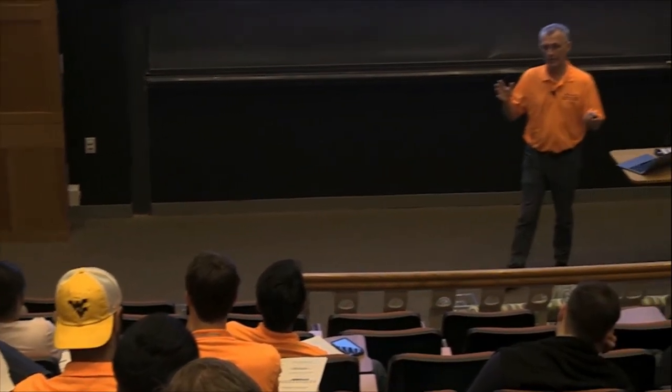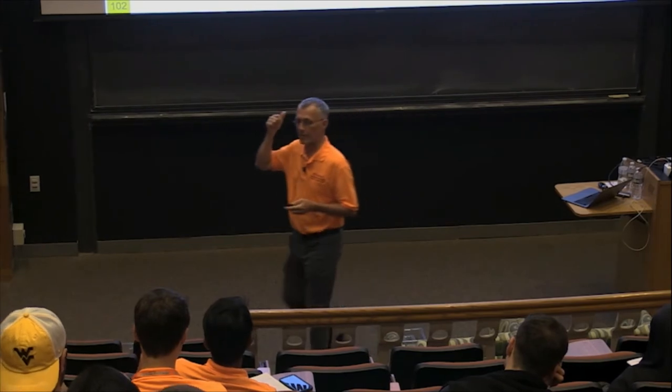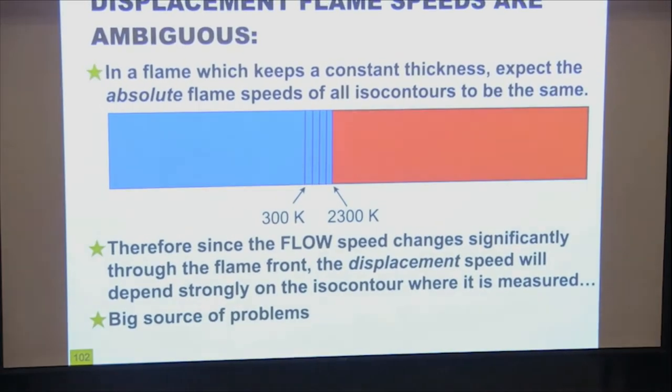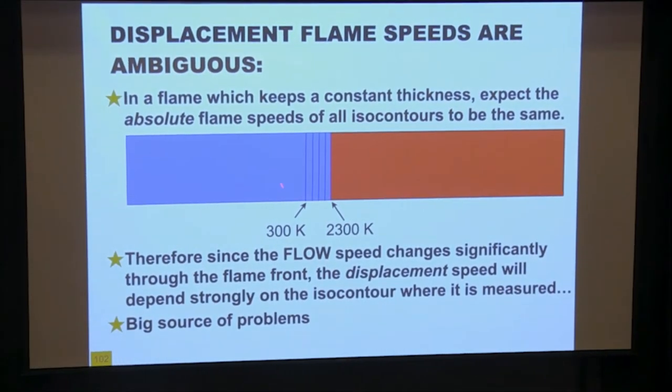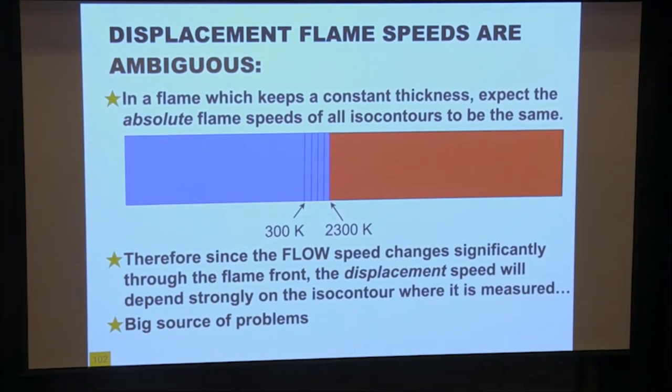So let me just take a first example, but that's very simple. That's a 1D laminar flame, okay? You all understand what this means. You know that the absolute speed of this isotemperature here, which may be C equal 0.1, and the flame speed of this one, which is maybe C equal 0.9, the absolute speed must be the same, okay? Because otherwise, this flame would get thicker or thinner. If the flame remains like this over time, it's because the absolute speed of that one is equal to this one. So, fine for the absolute speed, but then since the flow speed is changing from here to there, the displacement speed must do funny things.